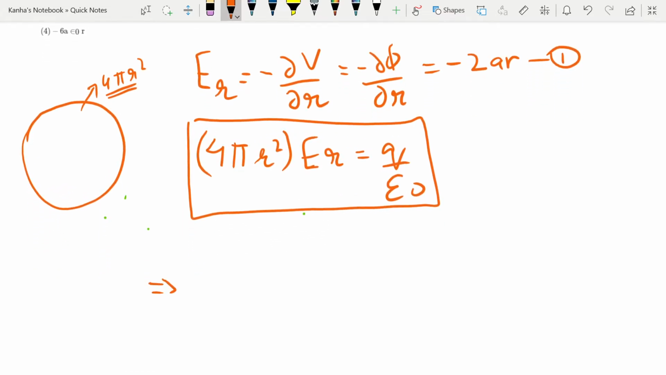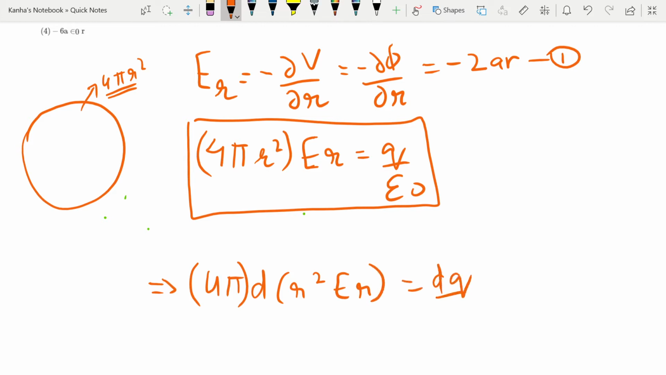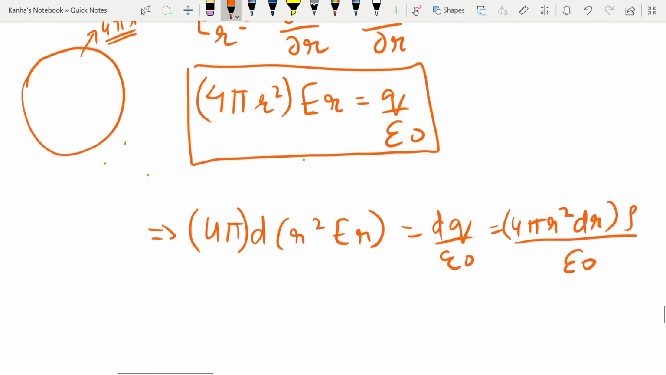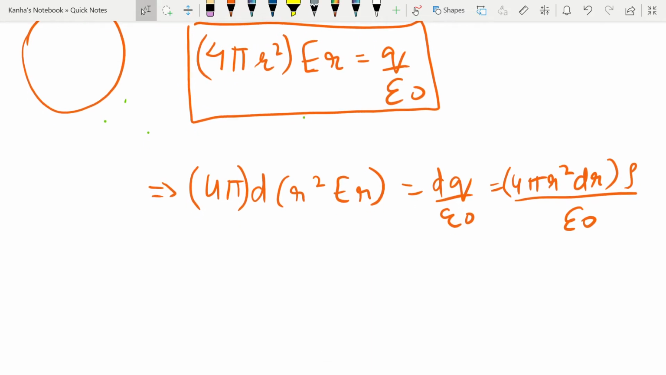we quickly get 4 pi d of r square Er is equal to d of q by epsilon naught, which is 4 pi r square dr rho by epsilon naught. I am just writing q in terms of rho.